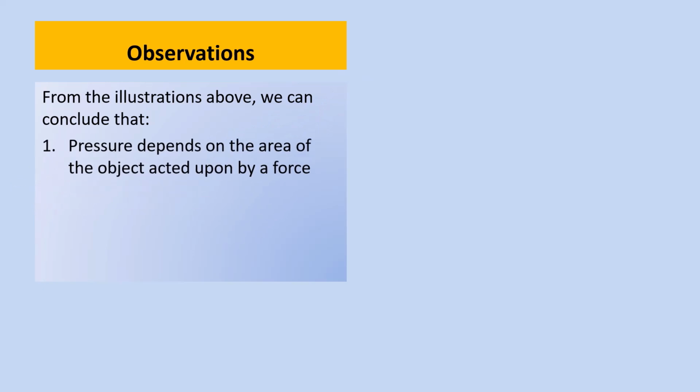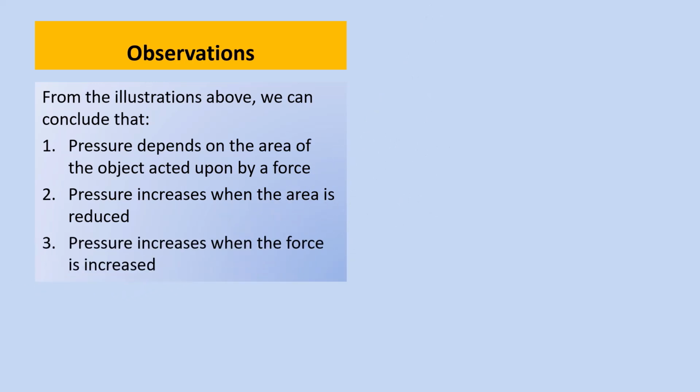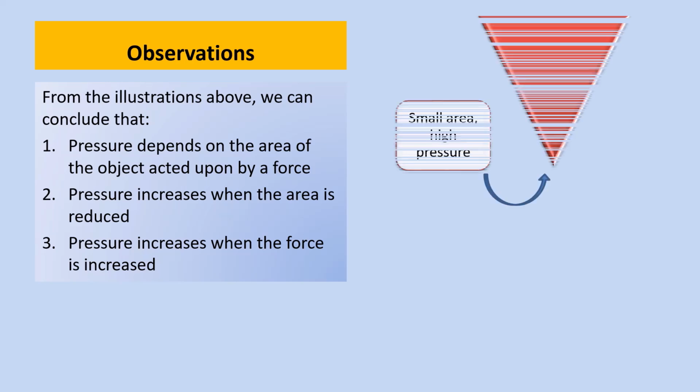So the observations that we can make from those reflections, those diagrams, are that pressure depends on the area of the object acted upon by a force. And now the second one, how does pressure relate with the area, surface area of that object? It increases when the area reduces. That gives an inverse relationship. And thirdly, that pressure increases with increase in force. This is a direct relationship between pressure and force.